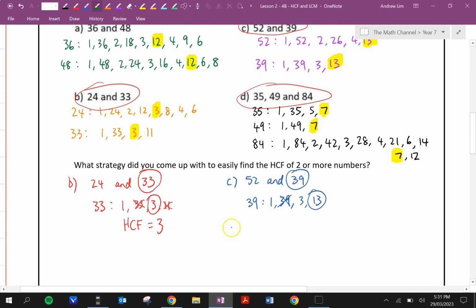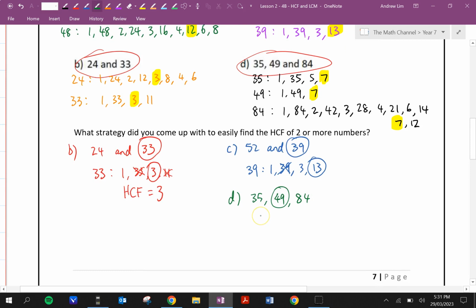In question D, for example, 35, 49, and 84, I will use 49. I would think that that has the least number of factors. So I'm going to write down all the factors of 49. 1, 49, and 7. Can I divide 35 by 49? Nope. Can I divide 35 by 7? Yes. Can I divide 84 by 7? Yes. So the answer is 7.